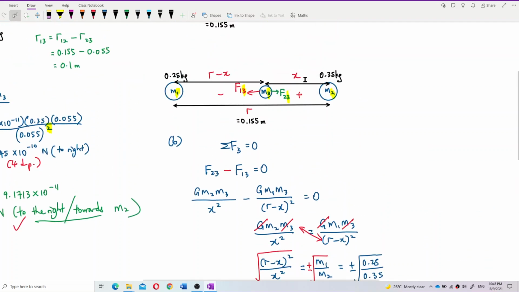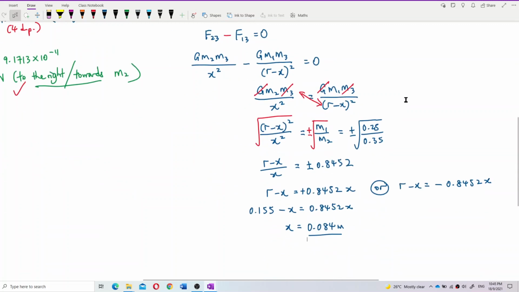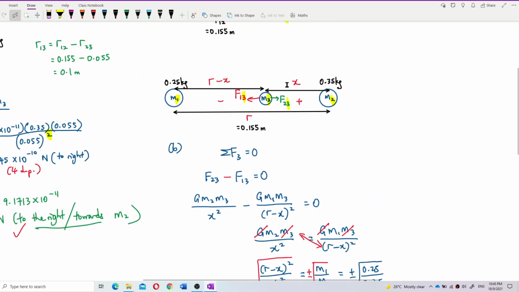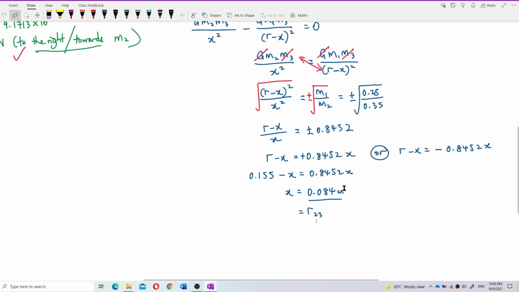This x is from where? This x is between mass 3 and mass 2, so this is actually R23, between 2 and 3. This is R23, so I got this value.